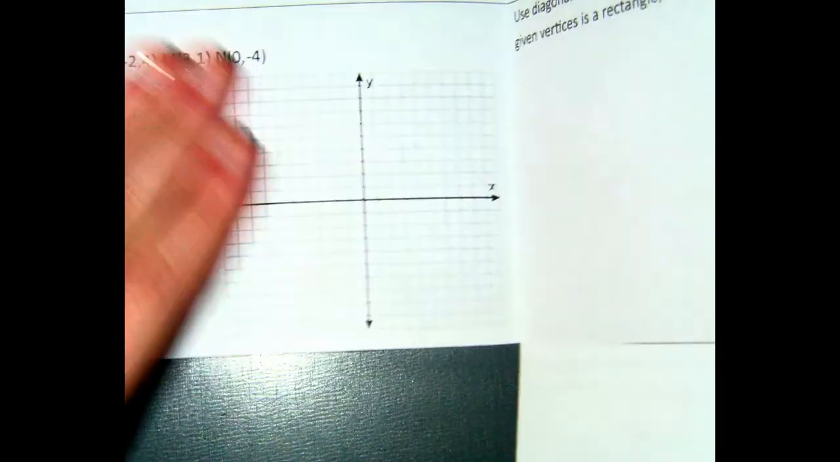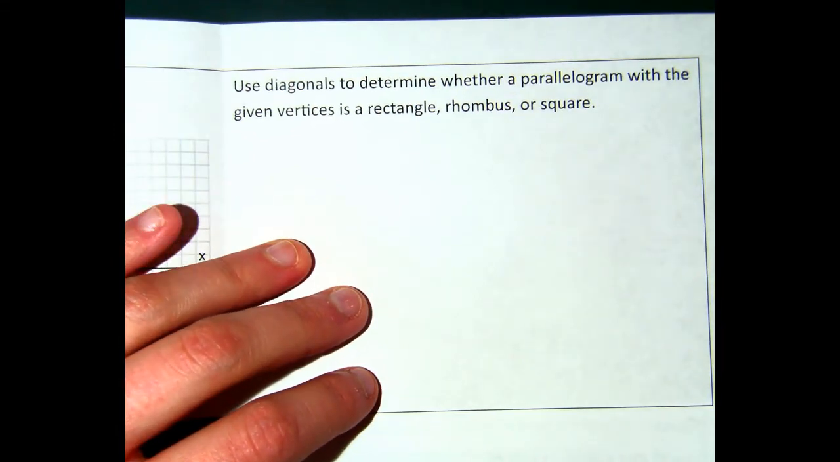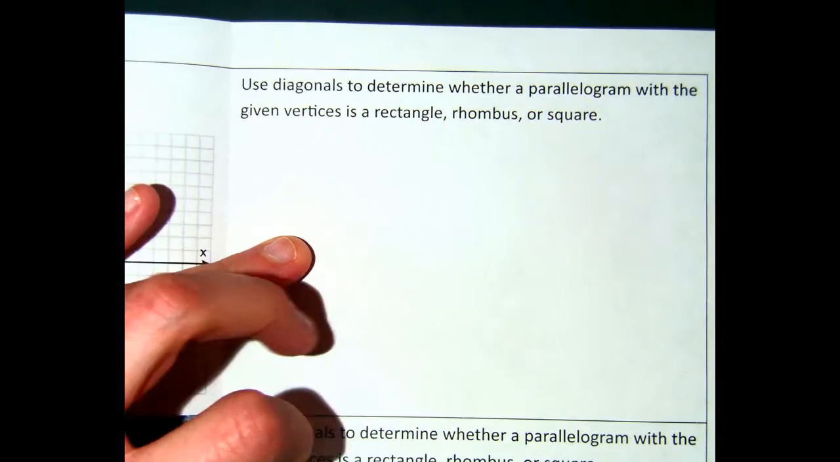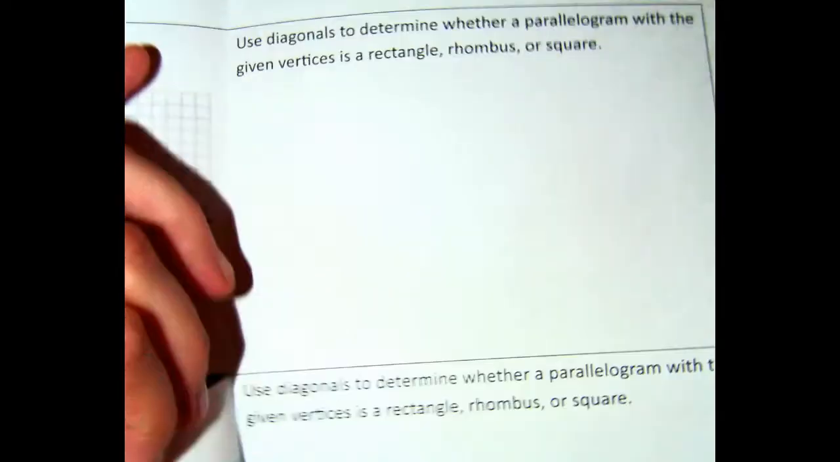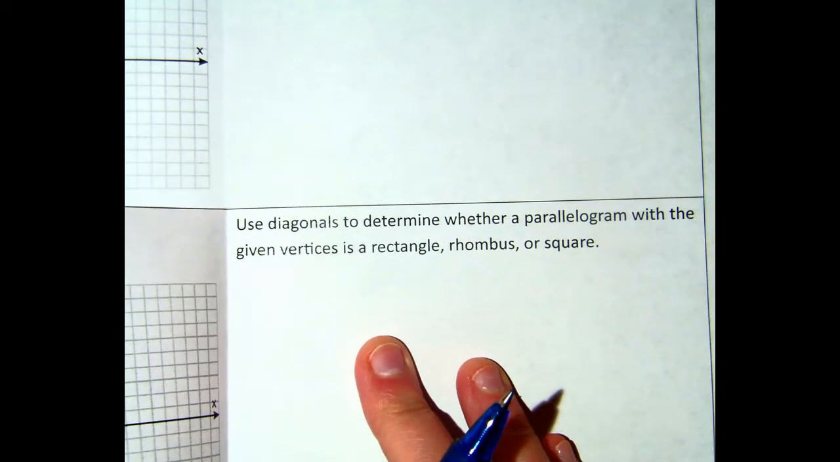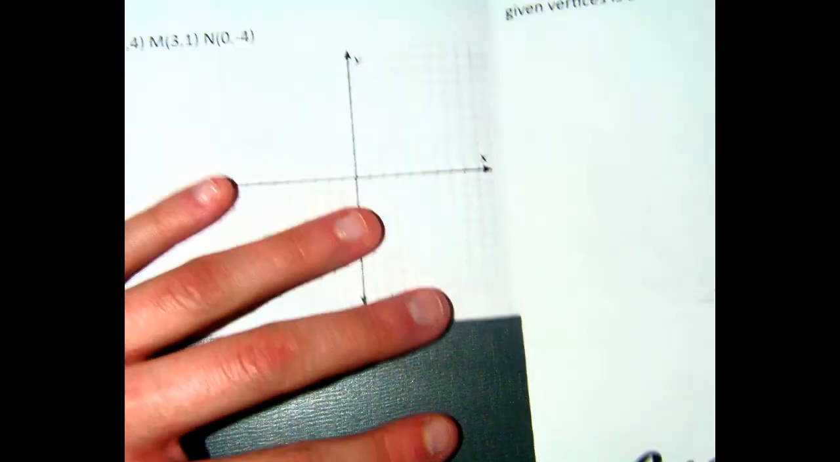Let's see what it actually asks for, though. So example 3, we're given this quadrilateral that we're going to graph in just a moment. And it says use diagonals to determine whether a parallelogram with the given vertices is a rectangle, a rhombus, or a square. I believe example 4 actually has the exact same directions. So we need to remember some things about diagonals in just a minute after we graph them in order to prove this. And I'm actually going to write that over here.